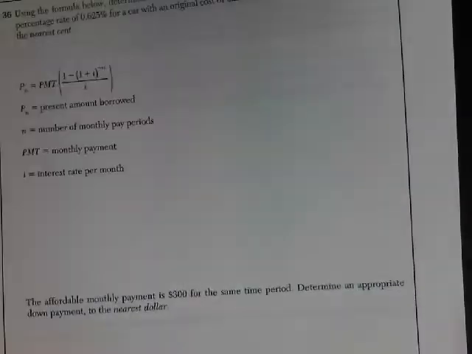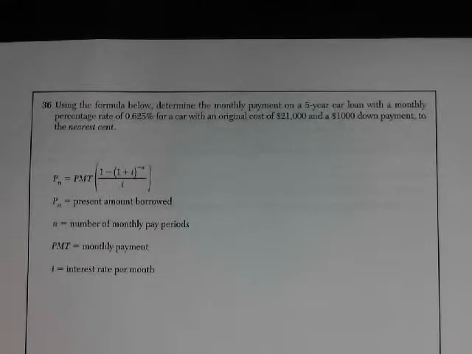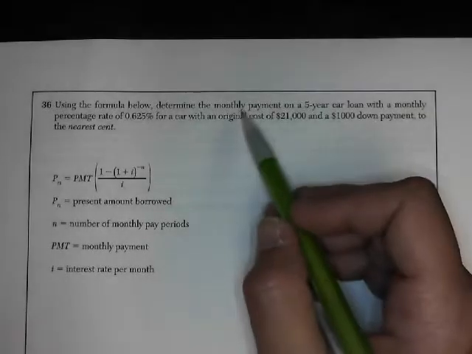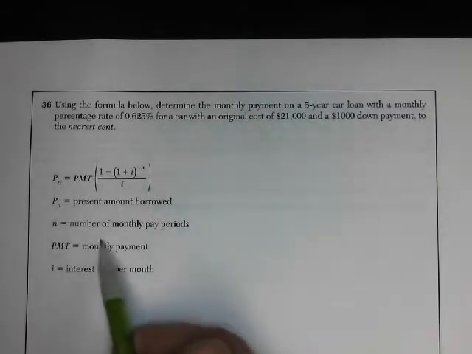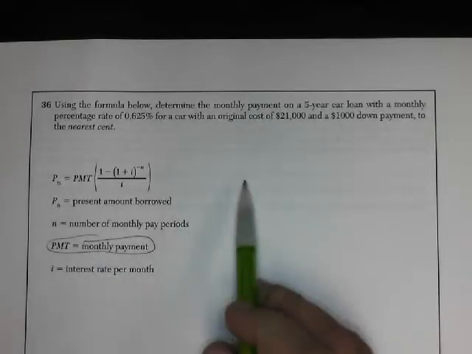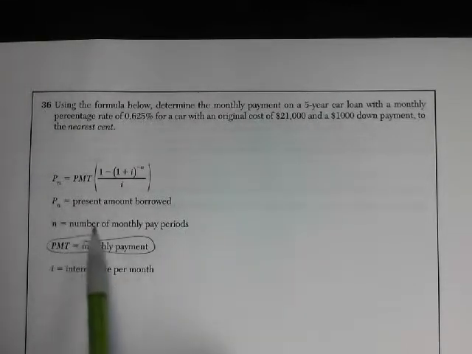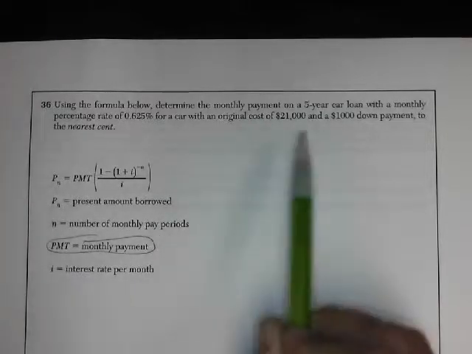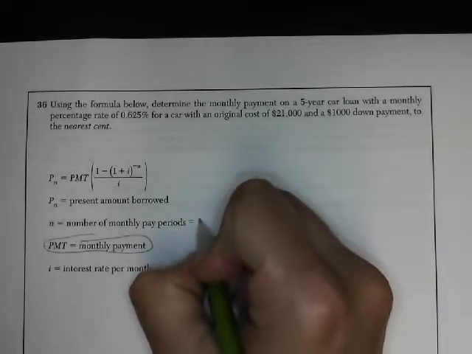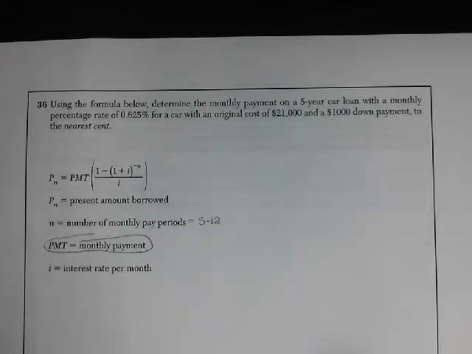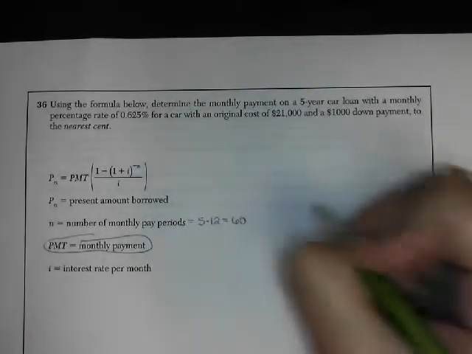Okay, two more questions. Okay, we're using a formula below. We want to read through and see everything that's going on here. Determine the monthly payment. Monthly payment, this is what we're determining. On a 5-year car loan, where's the length of our loan? Number of monthly pay periods. So if it's 5 years times 12 months paying, that's 60 monthly payments.